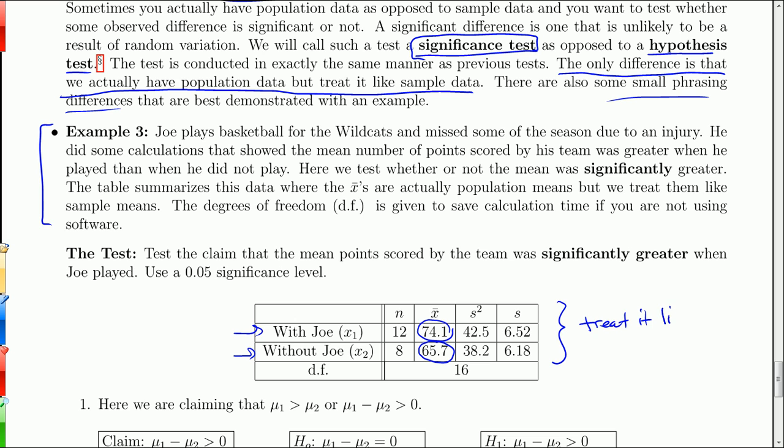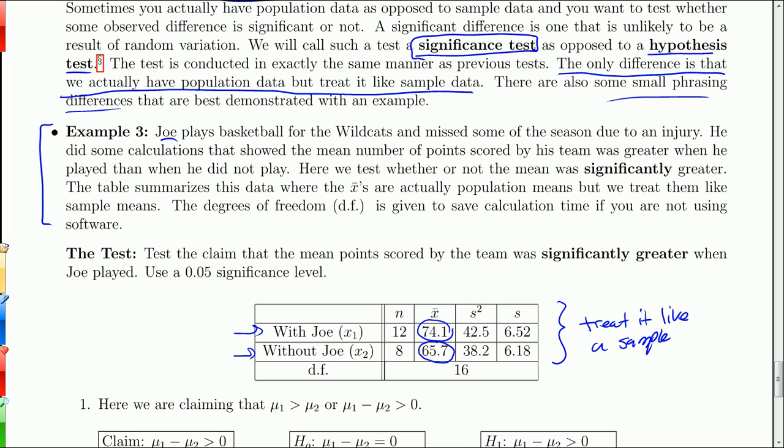Treat it like a sample, and then do a hypothesis test. So we're not doing anything different. It's just a matter of what we are calling a sample, right? This is all of the games played, but we're treating it as a sample of all of the games that could have been played, right?